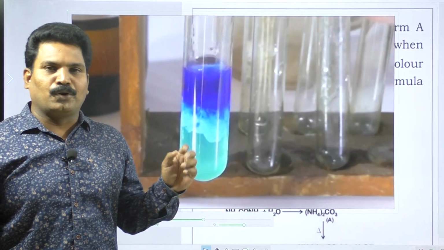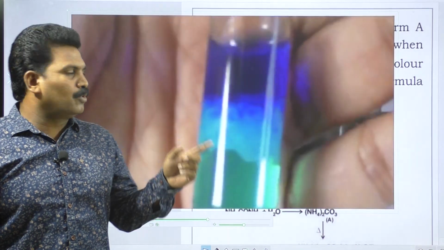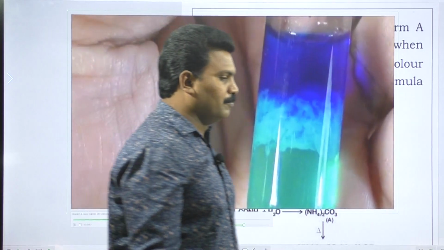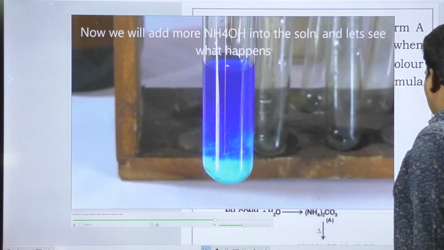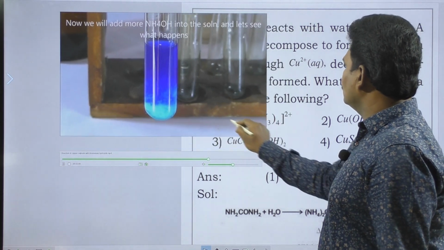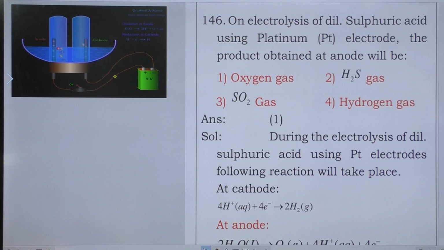Once again, urea reacts with water producing ammonium carbonate, which decomposes to give ammonia gas. Ammonia gas passed into light blue color aqueous solution forms deep blue color tetraamine copper 2 ion. Okay, and then go to question number 146.